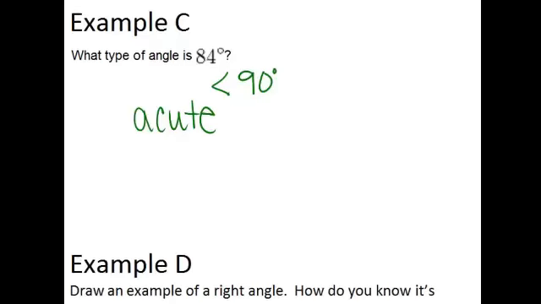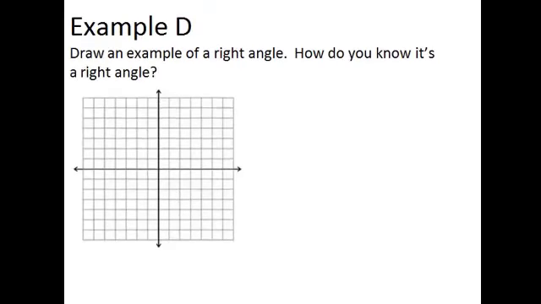And finally, example D. Draw an example of a right angle. How do you know it's a right angle? So now we can see that we're looking at a grid, and a right angle is created by perpendicular lines. So we have to remember some algebra in order to think about how we can create perpendicular lines in a coordinate plane. Perhaps the easy way out would be to follow the grid lines and draw an angle like this. This is clearly a 90-degree angle because it makes that square corner. So this is a right angle.